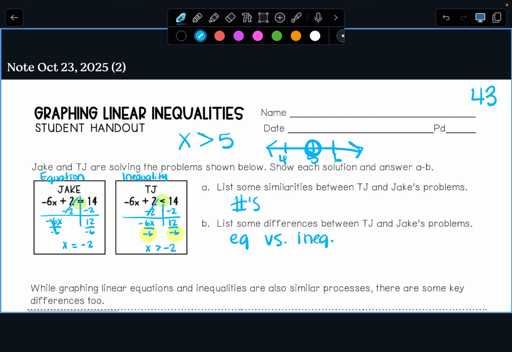An open circle tells me that 5 is not part of my solution. 5 is not part of my answers. But the answers to this are 6, 7, 8, 9, 10. Anything above. Do you have a question? Okay. Anything above that 5. Okay. Not including the 5.